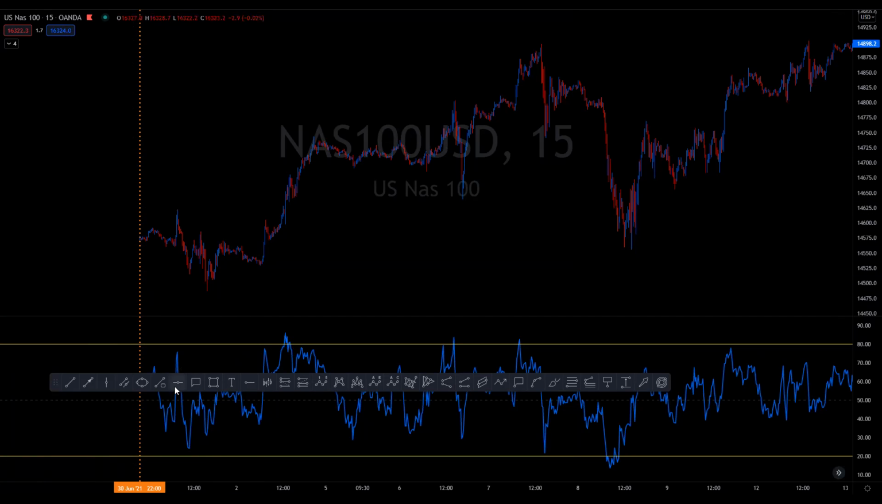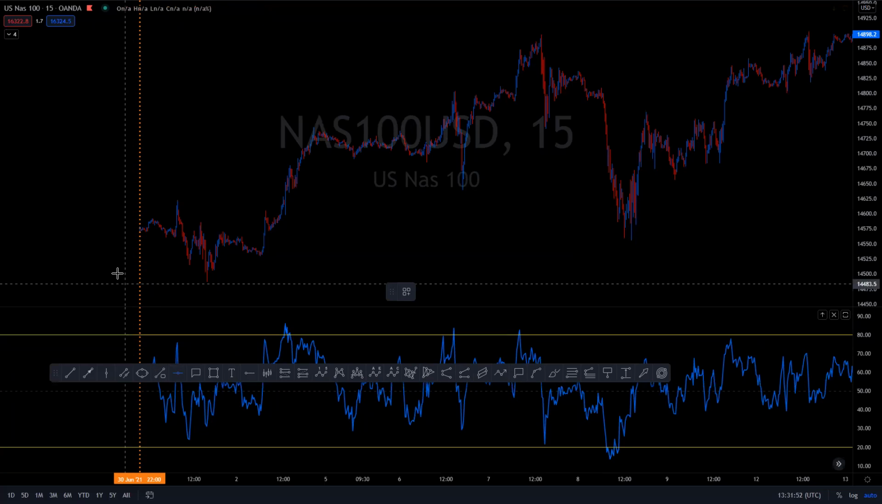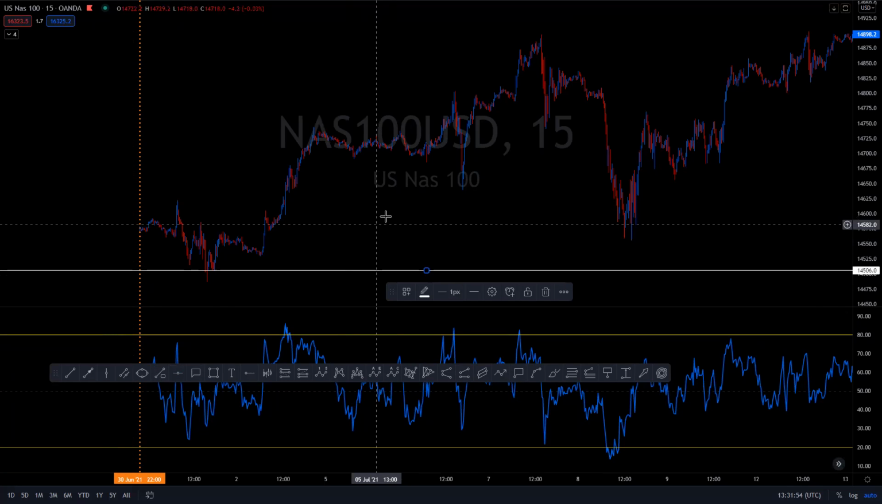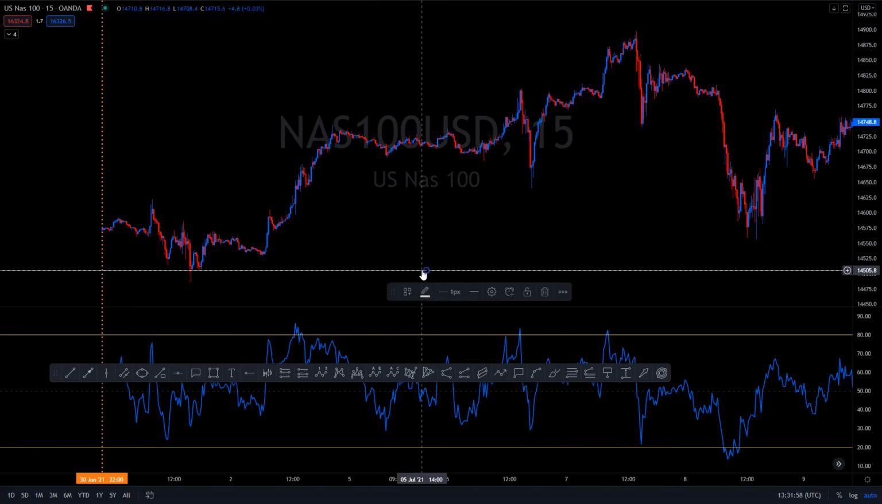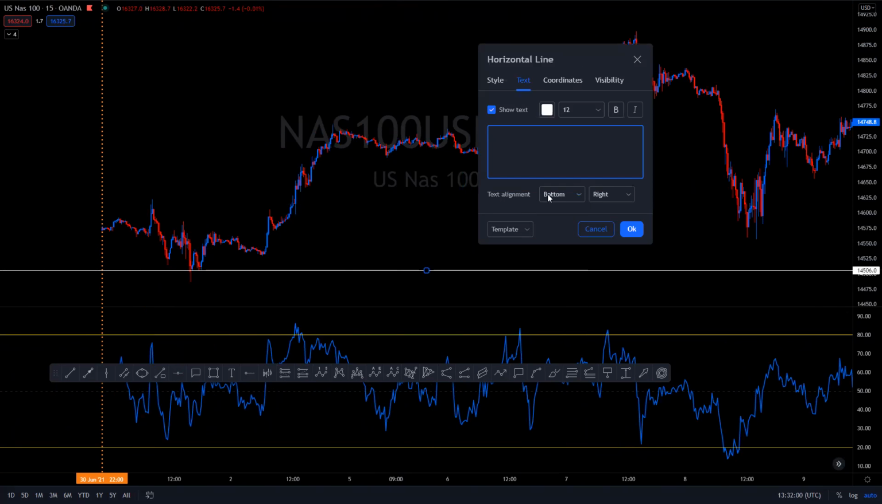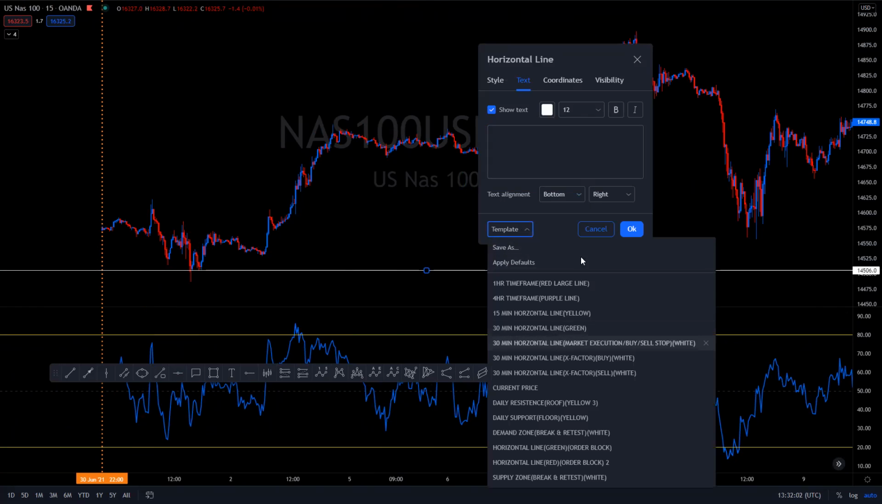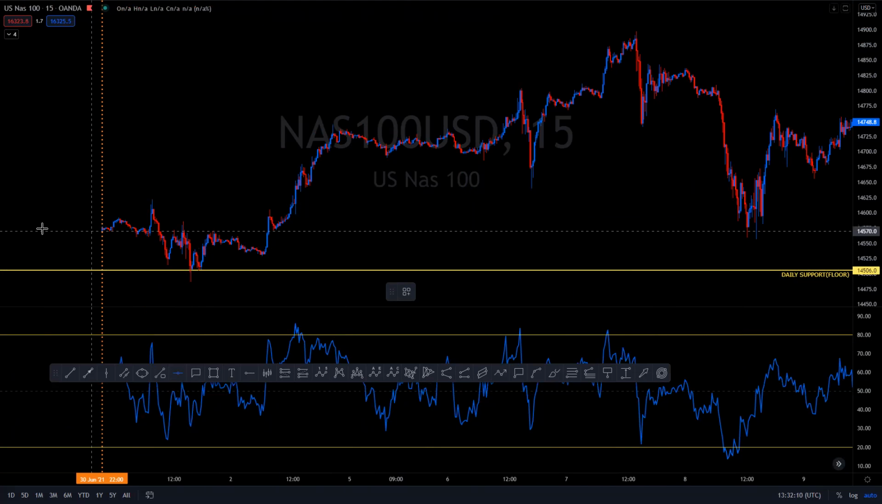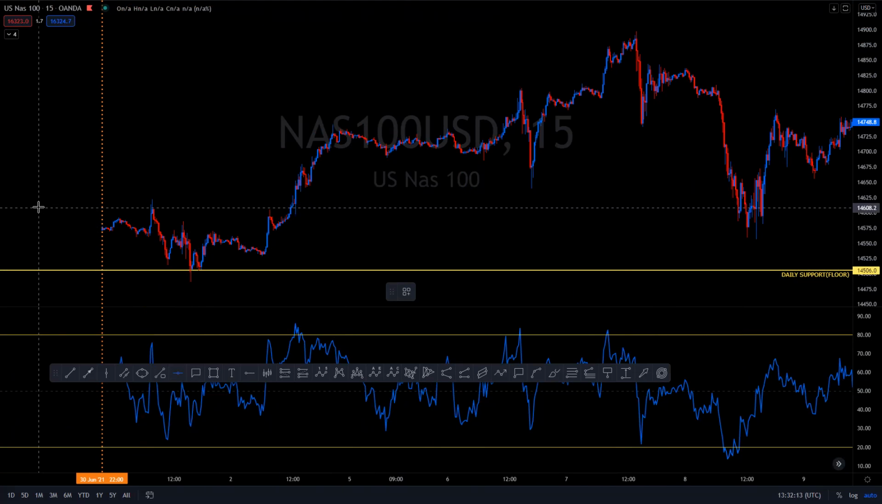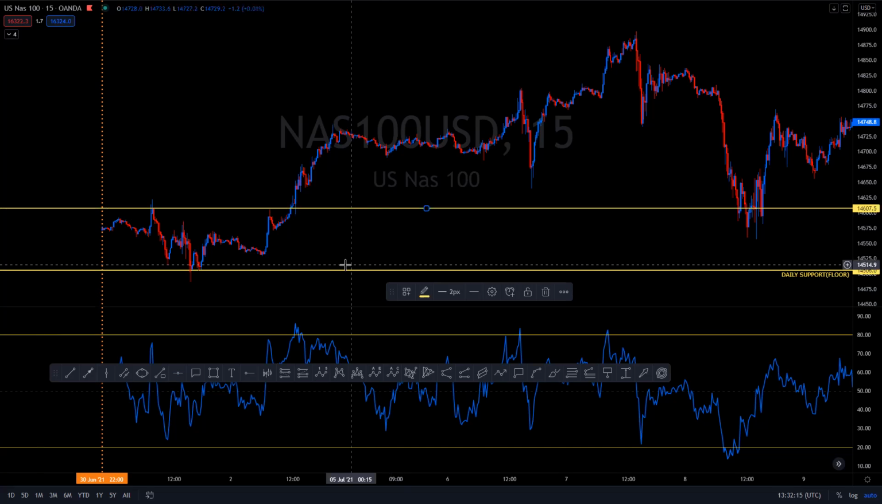All right, so now we're going to mark up supply demand zones off of the institutional levels. Okay. So let me change this to yellow. There we go. So we're going to mark up this market structure based off of institutional levels.